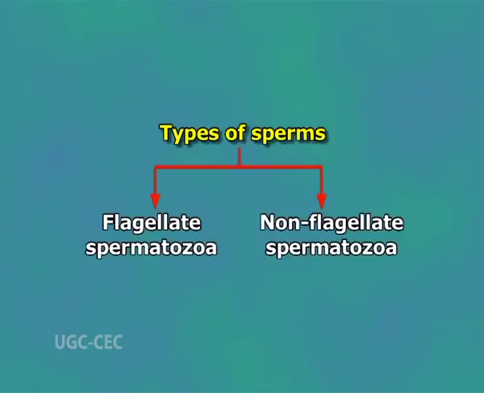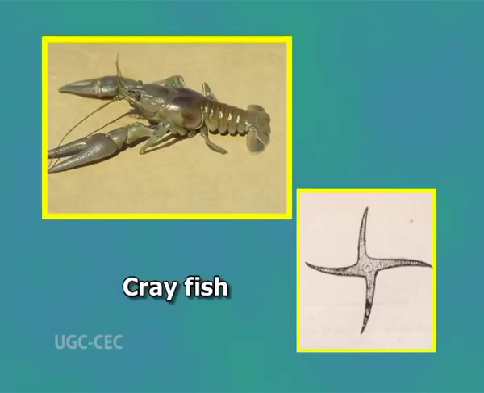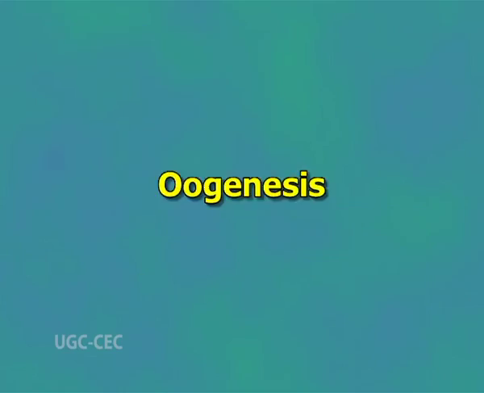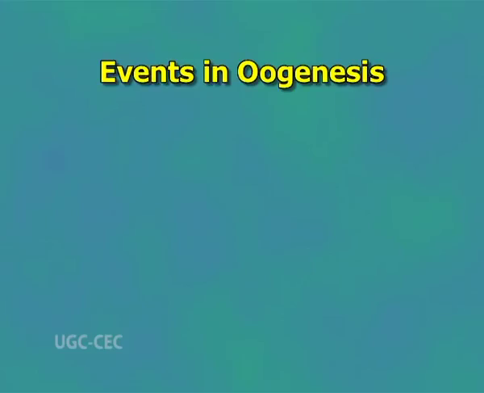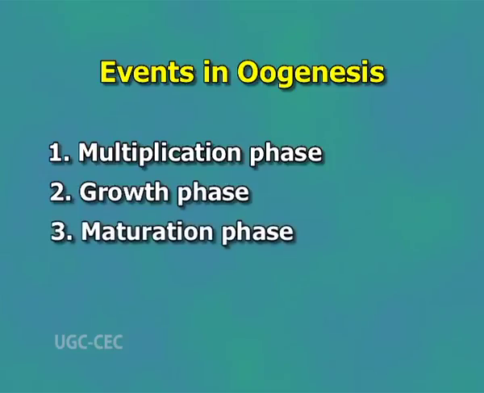Non-flagellate spermatozoa. Flagella are absent in sperm. Example: crayfish, ascaris. Oogenesis. It is a complicated process. The events in oogenesis can be divided into three phases: multiplication phase, growth phase, and maturation phase.